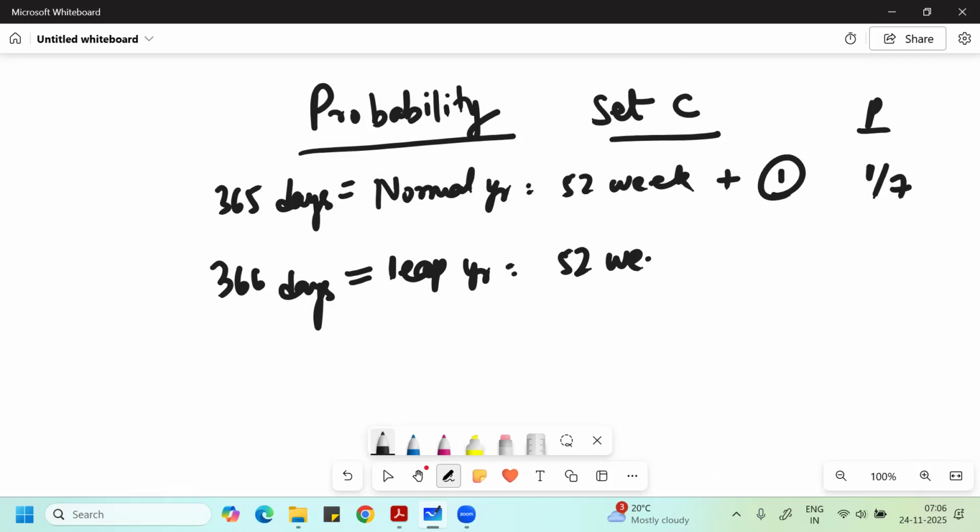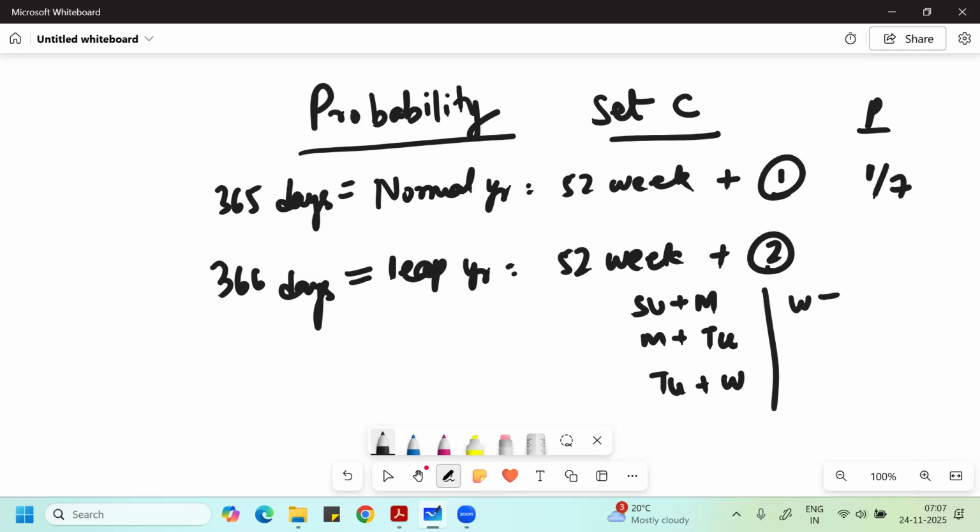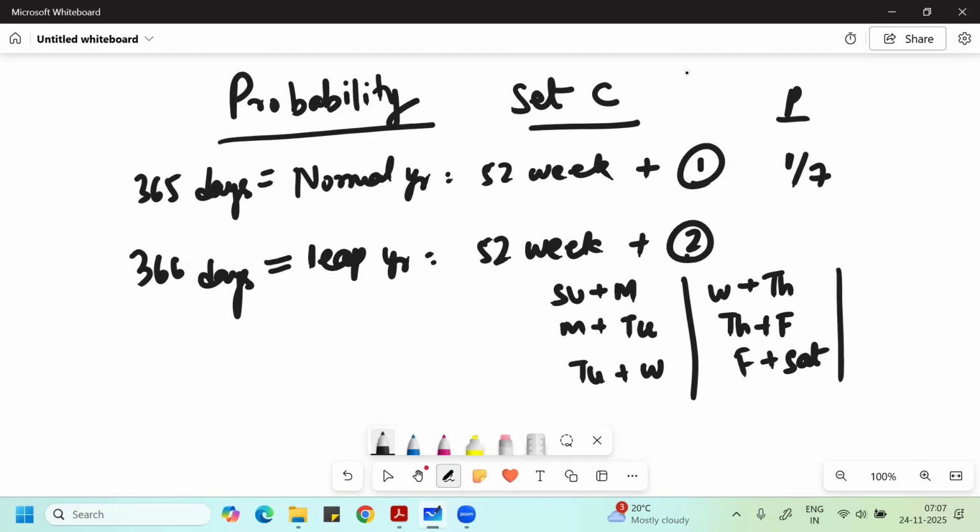366 days means 52 weeks plus 2 extra days. Now, the 2 extra days in the case of a leap year can be Sunday-Monday, Monday-Tuesday, Tuesday-Wednesday, Wednesday-Thursday, Thursday-Friday, Friday-Saturday, or Saturday-Sunday.